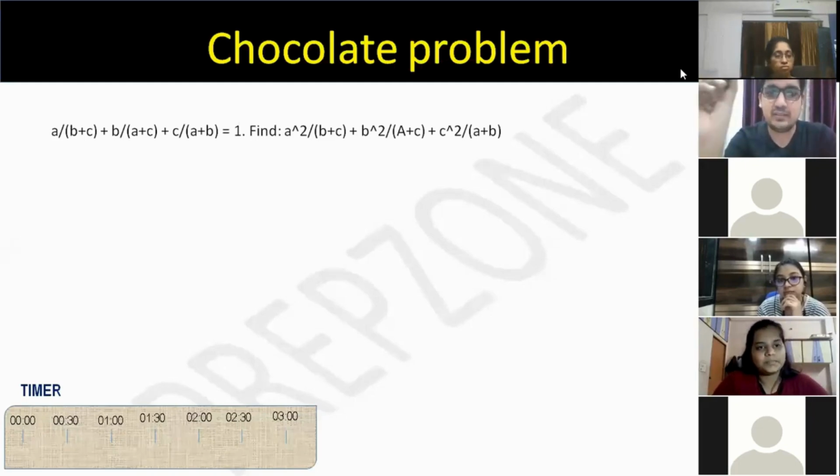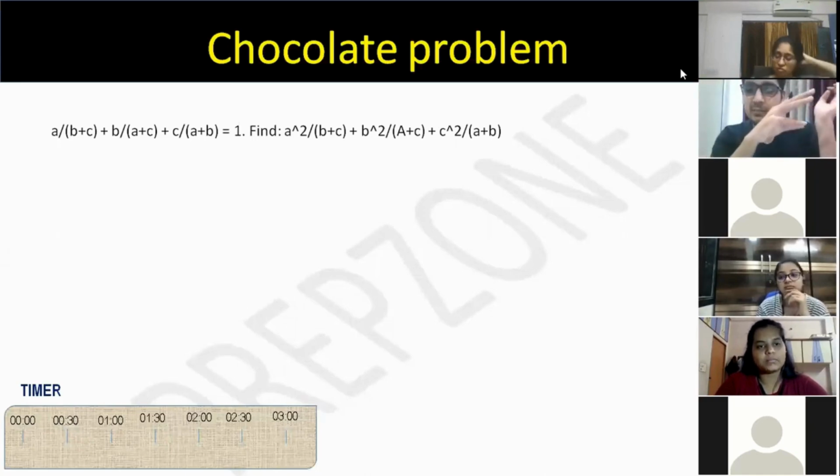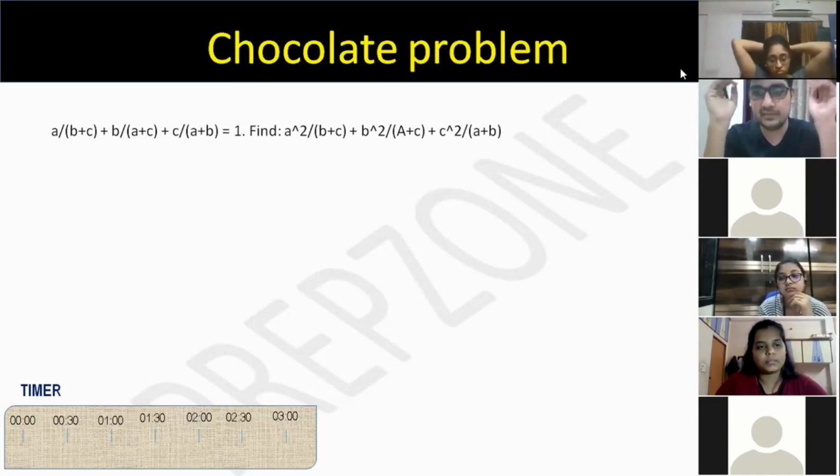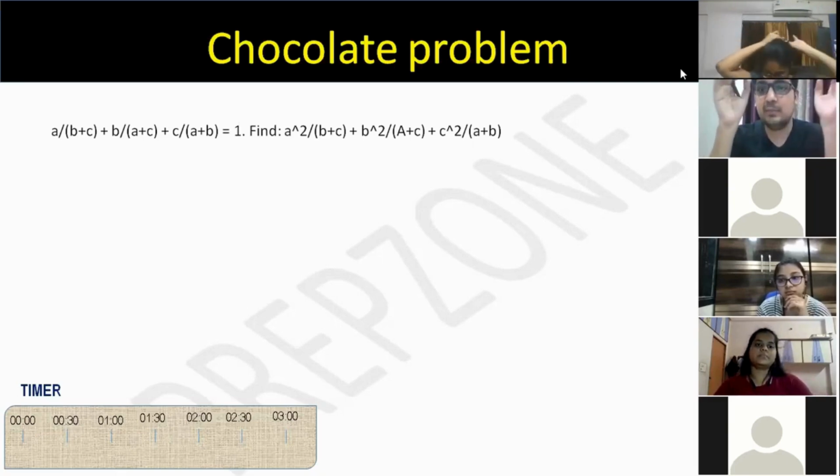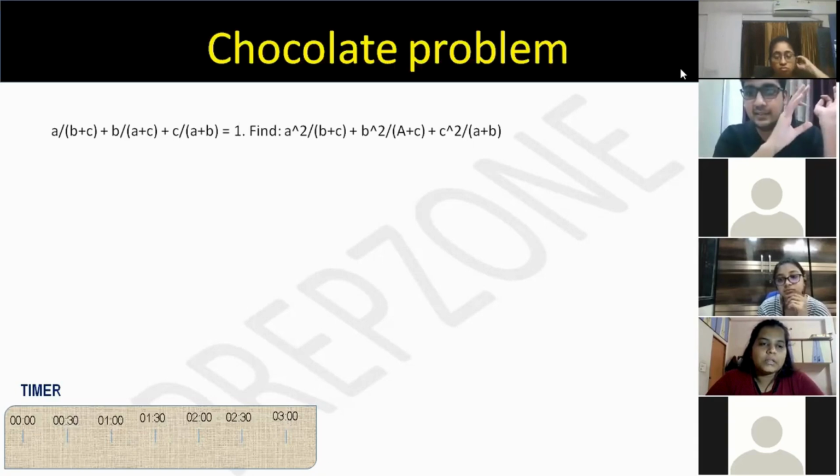So there are two ways. One is what is given in the question and what you need to form. You need to form a square upon b plus c, right? So basically you need to multiply the first term by a, you need to multiply the second term by b, and you need to multiply the third term with c. Right? Now, how can you multiply these terms with a, b, and c? You'll have to multiply the entire left hand side with something, right?